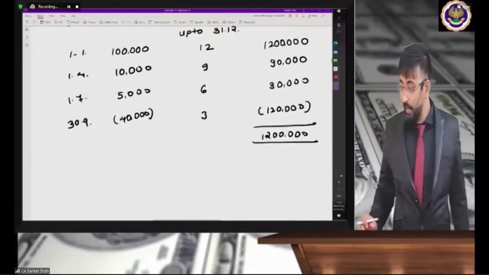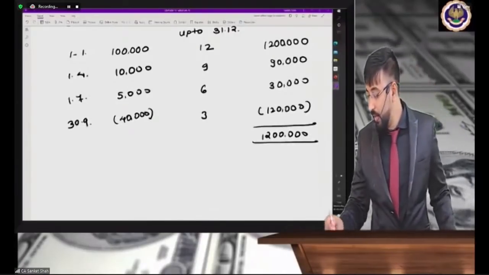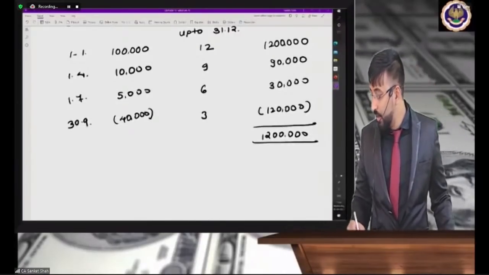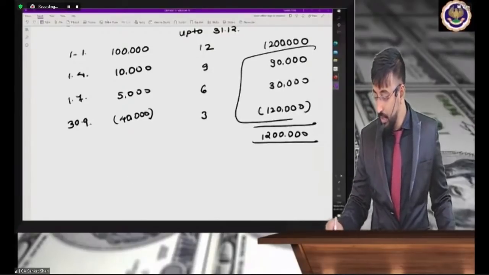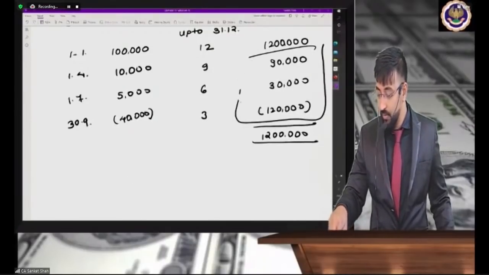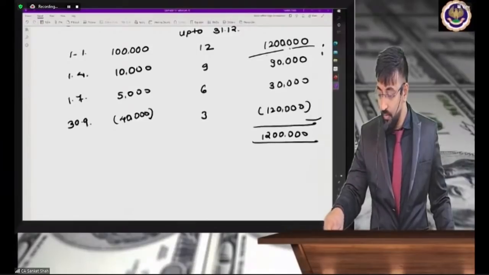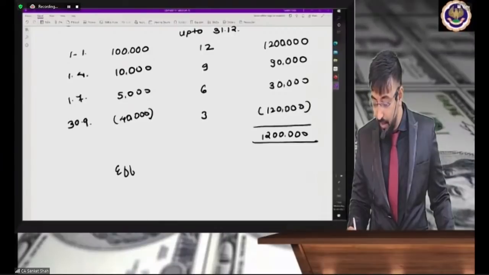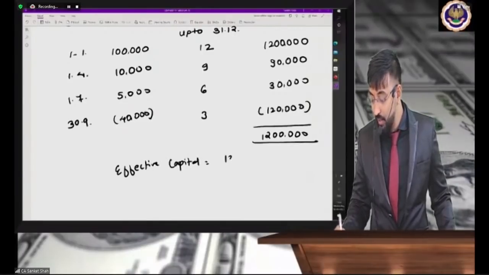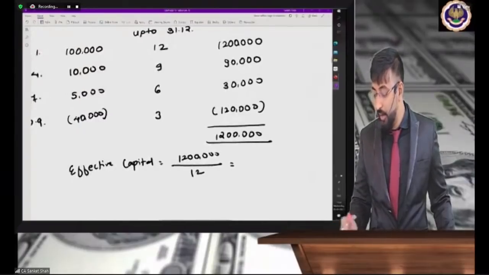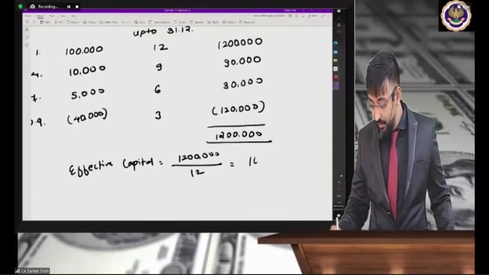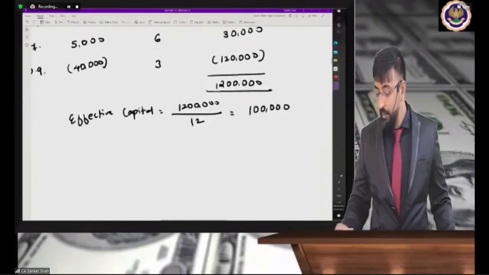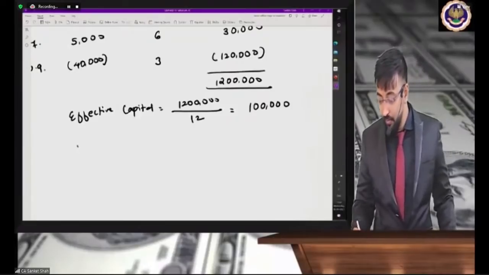Please do proper calculation. 90 plus 30 minus 120 means 0. So 12 lakh ही बचा ना. This is 0 beta. Okay. So 12 lakhs is a capital, effective capital. Then we multiply effective capital. 12 lakhs divided by 12 because everything we have to divide by 12 months. So your effective capital will be 1 lakh. Okay. And what is interest on capital?